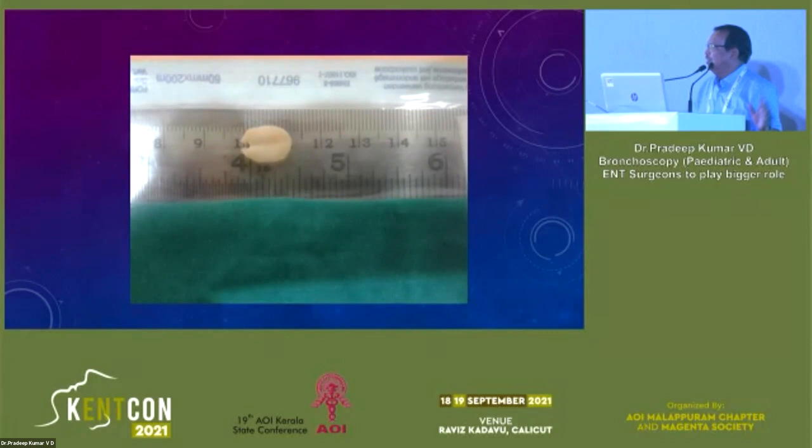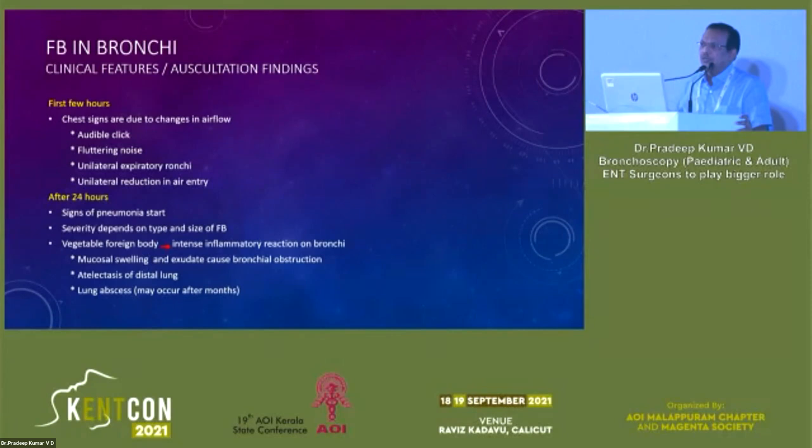A foreign body in the bronchus is different. In the first few hours, chest signs are due to changes in airflow. There will be an audible click, which may even be felt. Some parents may say they are hearing some noise after this incident, a fluttering noise, or unilateral expiratory rhonchi, unilateral reduction of air entry. It's only after 24 hours that changes come, pneumonic changes. The signs of pneumonia may start.